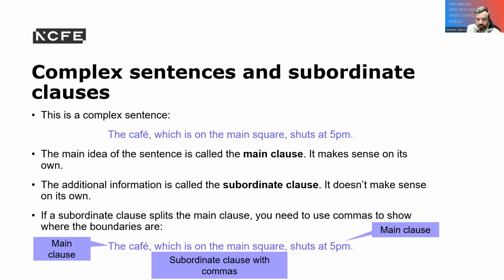So if a subordinate clause splits the main clause, you need to use commas to show where the boundaries are. So the main clause, the cafe, comma, which is the one on the main square, again, subordinate clause, with a comma, shuts at 5, main clause.